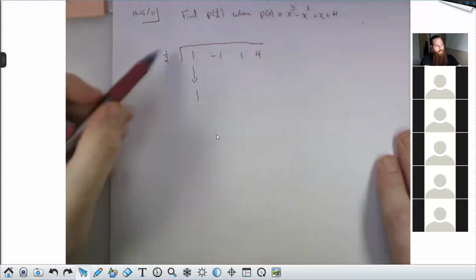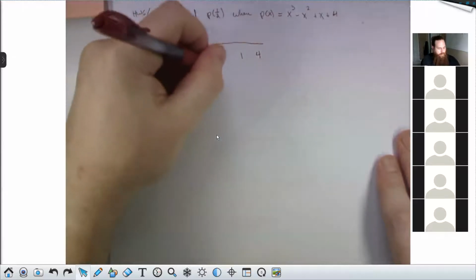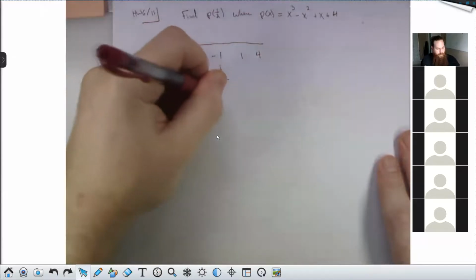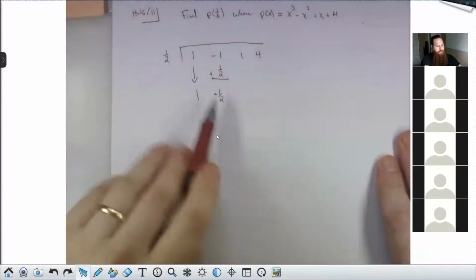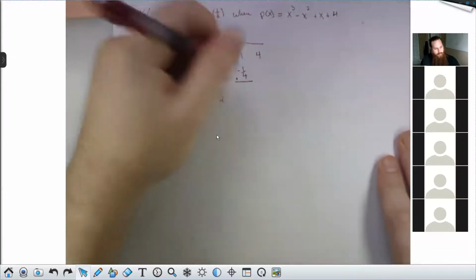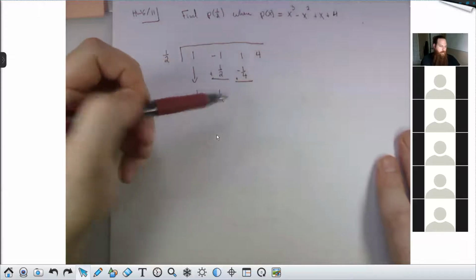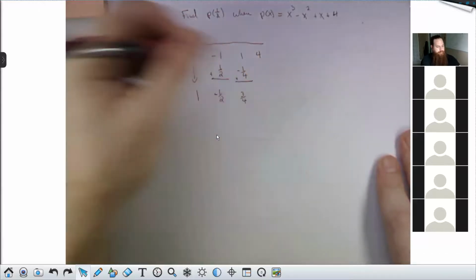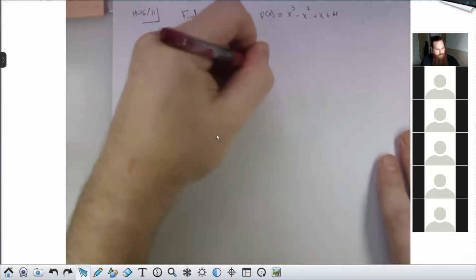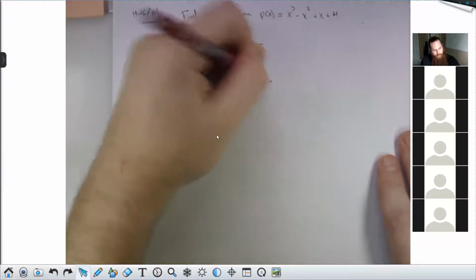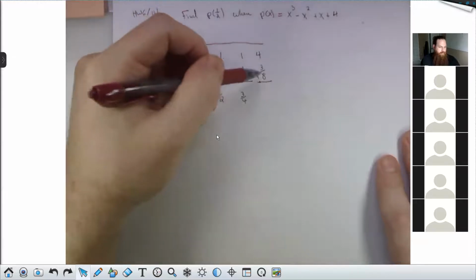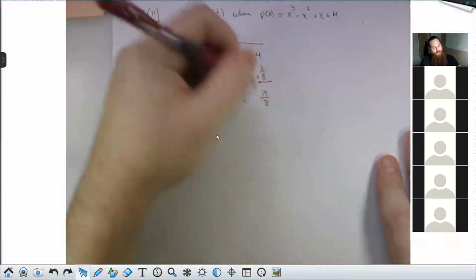I bring this down. 1/2 times 1 is 1/2. I add. -1 plus 1/2 is -1/2. Multiply. 1/2 times -1/2 is -1/4. Add. 1 plus -1/4 is 3/4. 1/2 times 3/4 is 3/8. And I add, and this is the only slightly tricky part, 4 is 16/8. 16/8 plus 3/8 is 19/8.